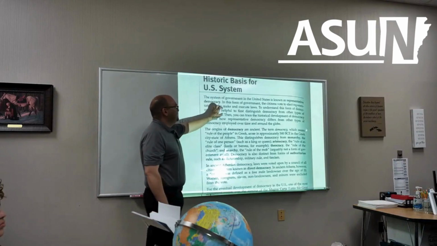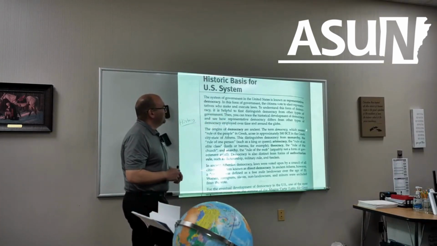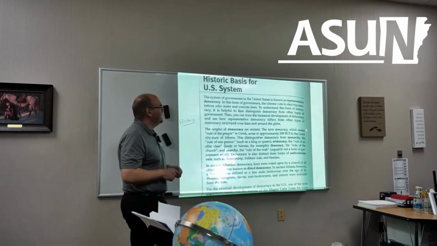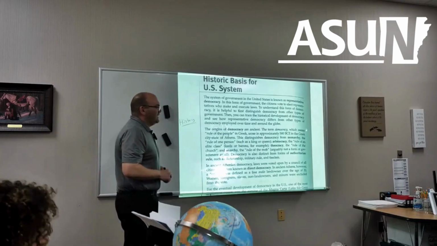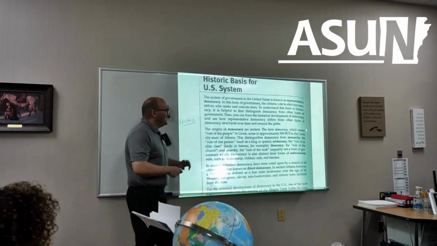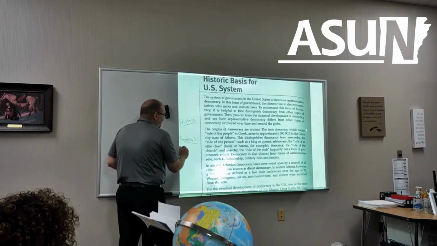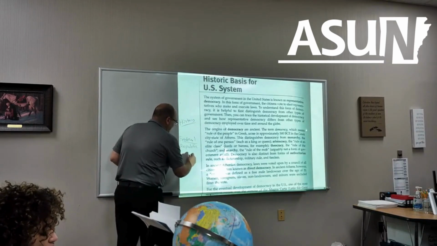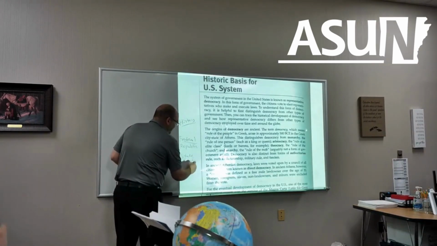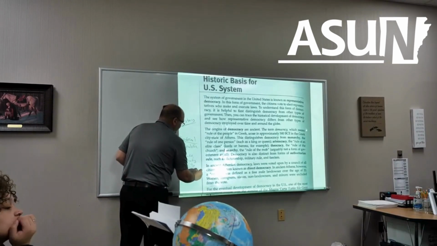So let's talk about the system of government in the United States. This is a representative democracy. In this form of government, the citizens vote to elect representatives who make and execute laws. To understand this form of democracy, it's helpful to first distinguish it from other forms of government. All right? So keep this in mind. At the federal level, in Washington, D.C., we are actually a republic. All right? At the state, county, and city level, we are, in my opinion, 100% democracy.